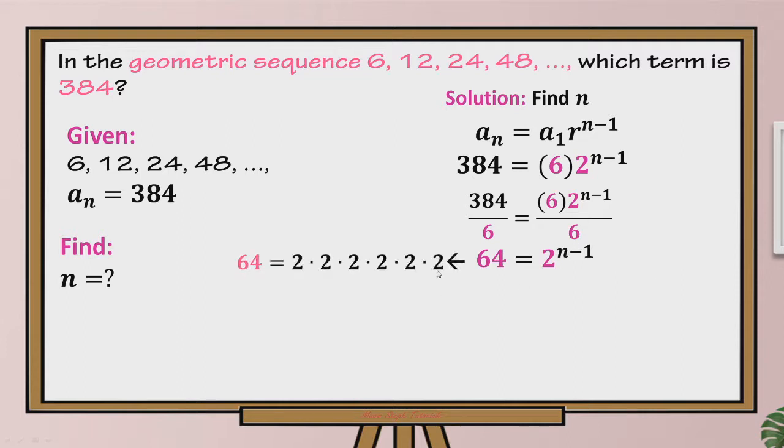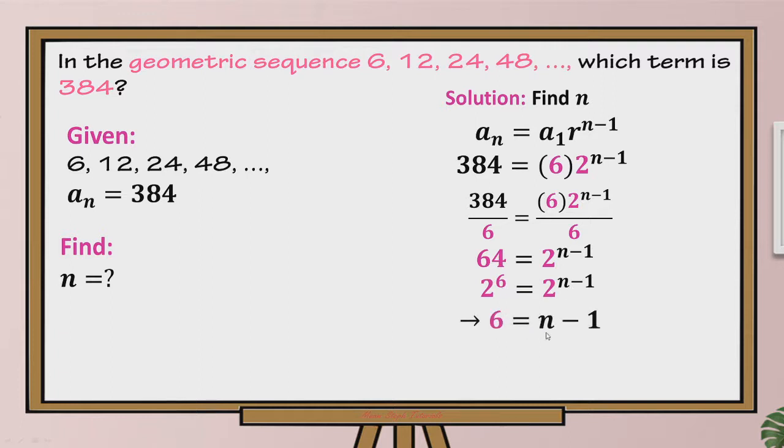So, alam naman natin na pag nag-multiply tayo ng 6 na 2, the result is 64. Or if we're going to rewrite that, we can express 64 to 2 raised to 6. Kaya, rewrite 64 into 2 raised to 6. So ngayon, magkapareho na sila ng base. So consequently, pwede nating sabihin na yung exponent na 6 ay equivalent ng n minus 1. So to get n, we will just transfer negative 1 to the other side of our equation, so magiging plus 1. So 6 plus 1, the value of n is 7.